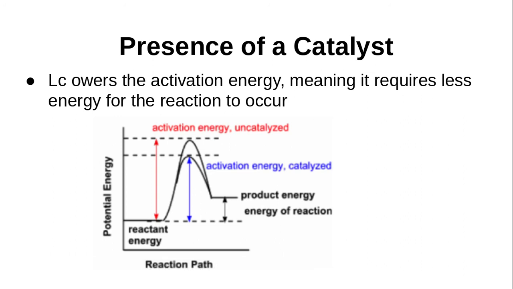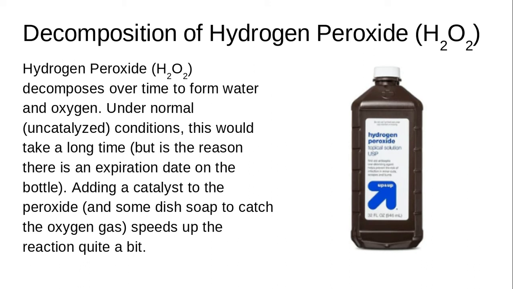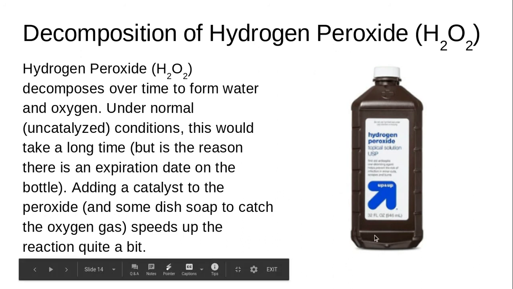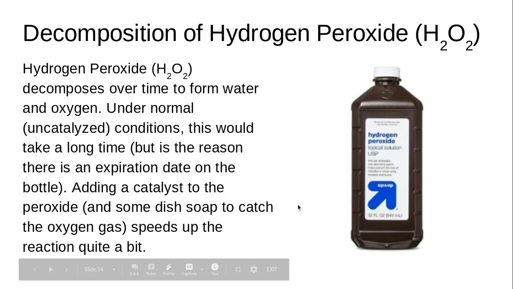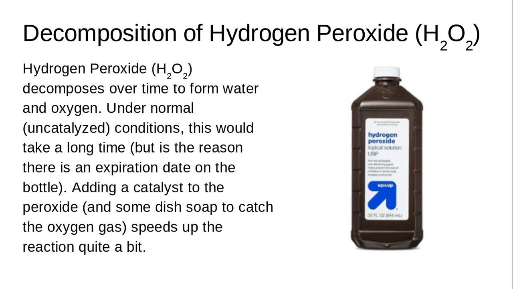And this is also one of my favorite demos of the year. It's called elephant toothpaste because it looks like toothpaste that an elephant would use because it's so large. And the video that I have linked here does talk about the catalyst, and it talks about hydrogen peroxide, the decomposition of hydrogen peroxide normally over time. So it's in a brown bottle because it's sensitive to light, and it also has an expiration date. That expiration date is there for a reason. Hydrogen peroxide will decompose into water and oxygen over time, which makes it not very useful for antiseptic purposes.